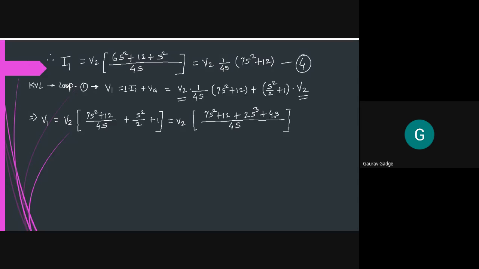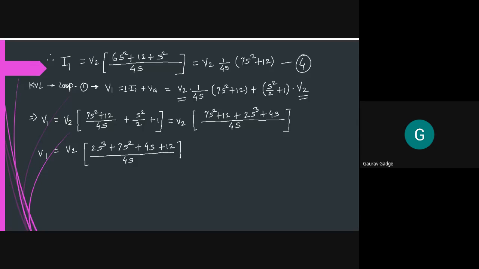Okay, do we have a 4s term? No. So it is equal to V2 upon V1. In the square bracket, the first term we write is s cube, so 2s cube plus 7s square plus 4s plus 12, upon 4s.